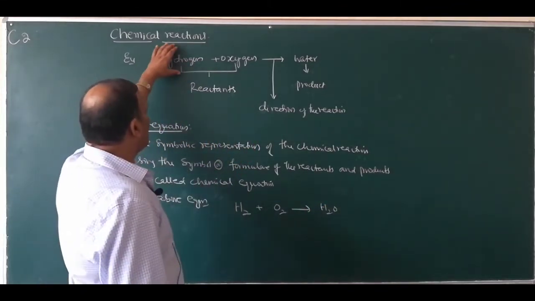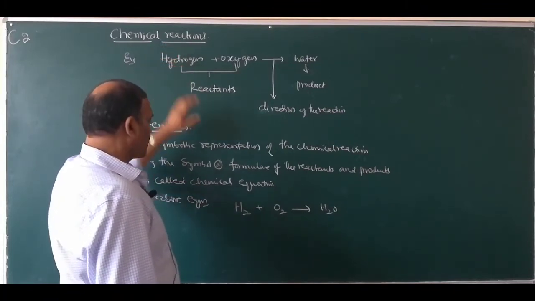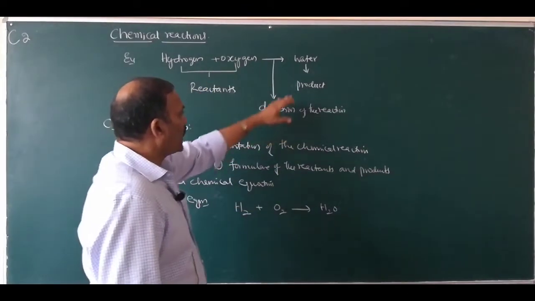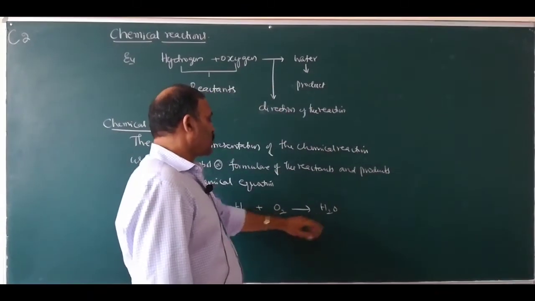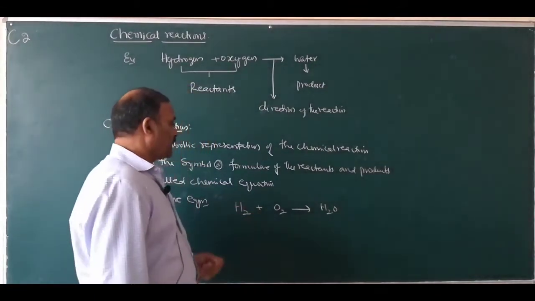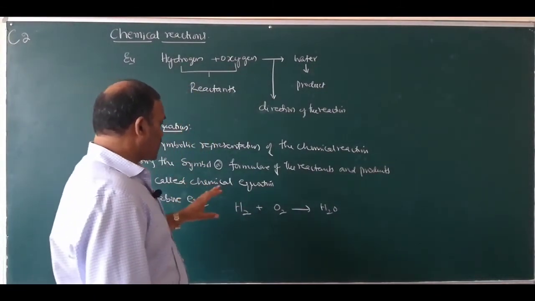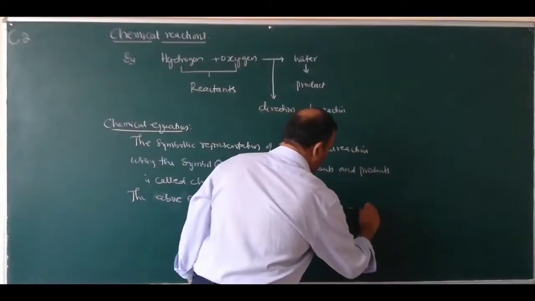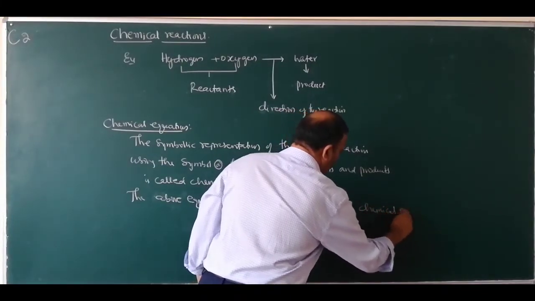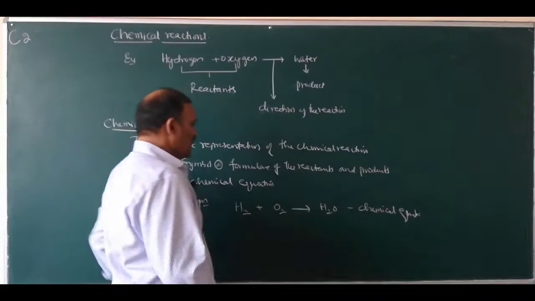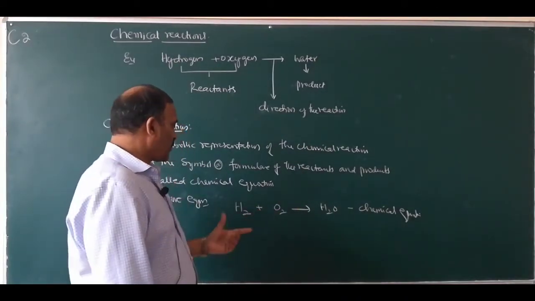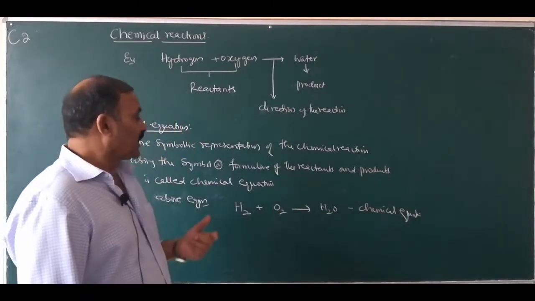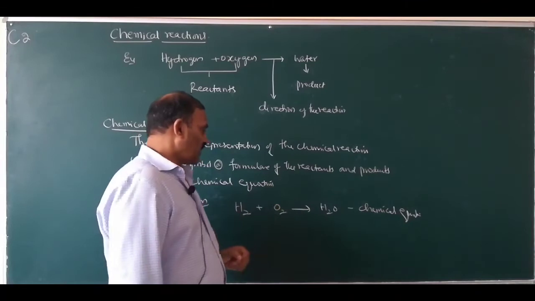The formula of hydrogen is H2, the formula of oxygen is O2, and the formula of water is H2O. So this is called a chemical equation. The symbolic representation of the reactants as well as the products which take part in the chemical reaction is known as a chemical equation.